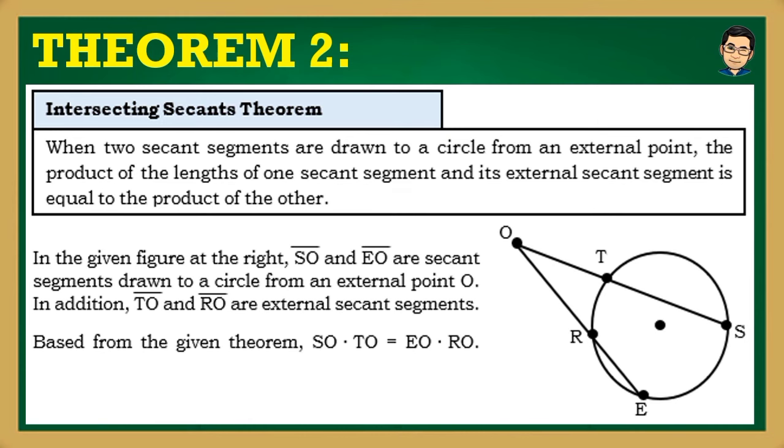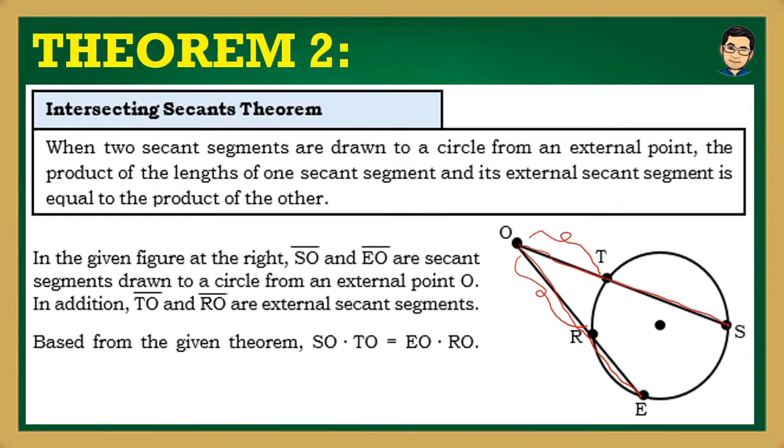So, based on the given figure, SO or OS is a secant segment as well as secant segment EO or OE. Ayan yung secant segment. And then, in addition, meron silang external secant segments. For line segment SO, yung external secant segment niya is OT. And then, for secant segment EO, ang external secant segment niya is line segment OR or RO. And then, based from the given theorem, SO times TO is equal to EO times RO.